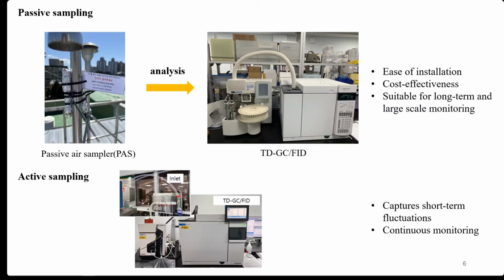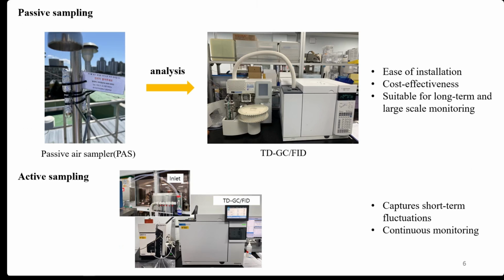So, given the characteristics of the research, passive samplers were used because they are easy to install, cost-effective, and suitable for long-term monitoring across multiple locations. Passive sampling is especially useful for large-scale environmental monitoring or in areas with limited infrastructure, and is frequently used for long-term monitoring for research or regulatory purposes.